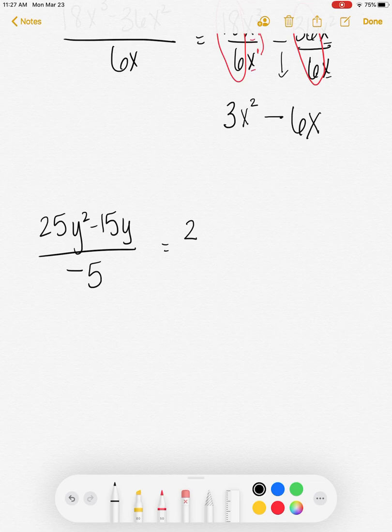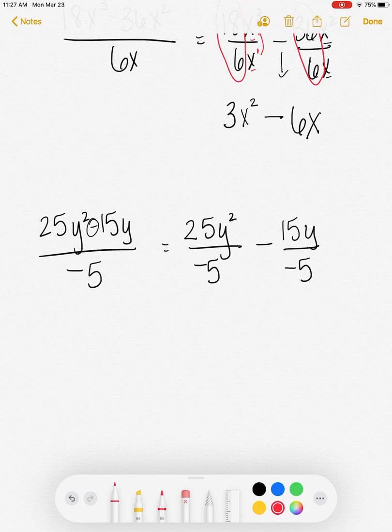So if we split them apart, we have 25y squared divided by negative 5, minus, because of this minus here, we're going to say minus 15y divided by negative 5. Remember, the denominator stays intact, so it was a negative before, so it stays a negative. So now we need to do some simplification.